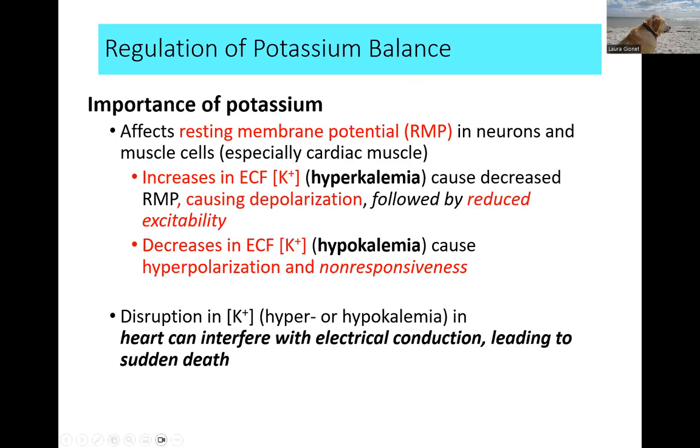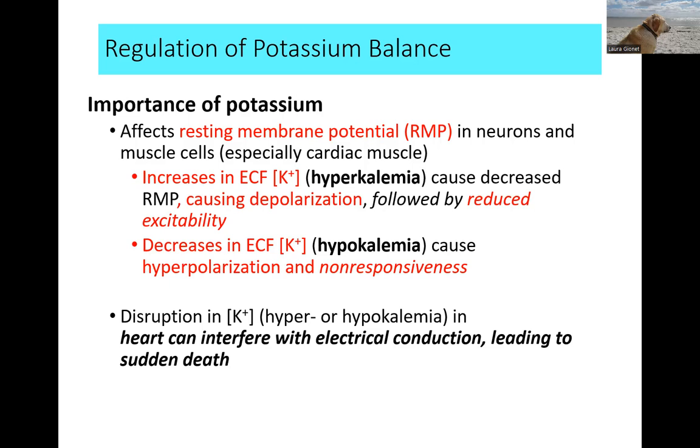All right, so let's get into this part, the importance of potassium. Remember that potassium should be in high concentration inside the cell, and it affects the resting membrane potential in neurons and muscle cells, especially cardiac muscle, because cardiac muscle needs to be contracting appropriately all the time. When we have an increase in extracellular potassium, it's called hyperkalemia, and it causes a decreased resting membrane potential, which means it goes from, let's say, -70 towards 0. That's a decreasing RMP. It's going from -70 to maybe -60, even to threshold.